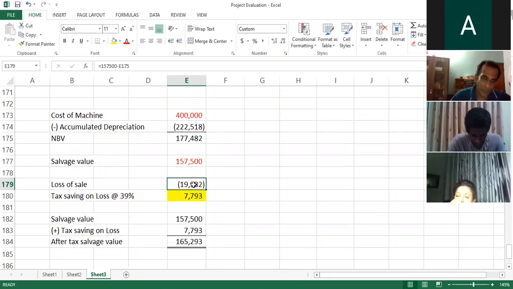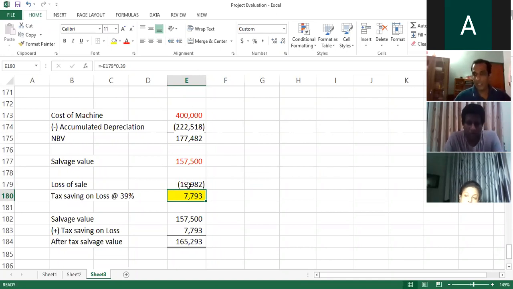Once we identify the profit or loss, we calculate the tax impact. If the company is going to sell at a profit, the company has to pay tax, so another outflow is there. But if there is a loss, there will be a tax saving. Tax saving means the outflow is reduced.